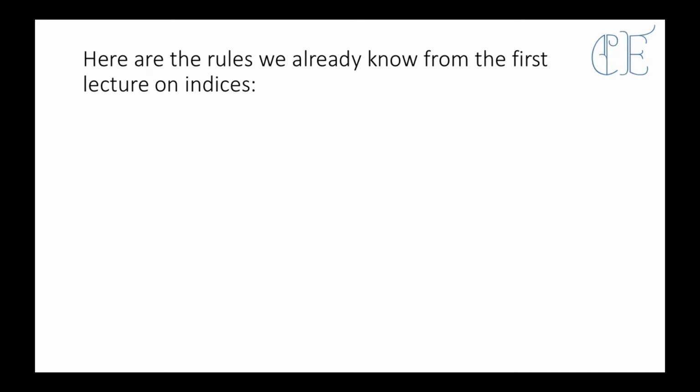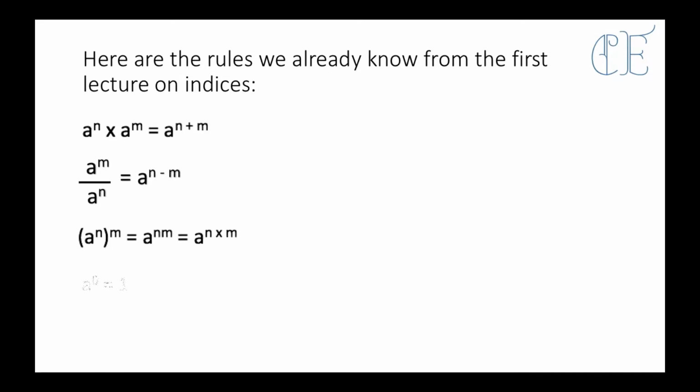So here are the rules that we already know from the first lecture we did on indices. This one shows us that when we times numbers together with powers, we add the powers. When we divide, we take away. When they're in brackets, we multiply them. And then the last two special rules are that any number to the power of 0 has an answer of 1, and any number to the power of 1 has an answer of just that number. We don't have to put the 1. Like I said, recap with the last lecture if you need to.